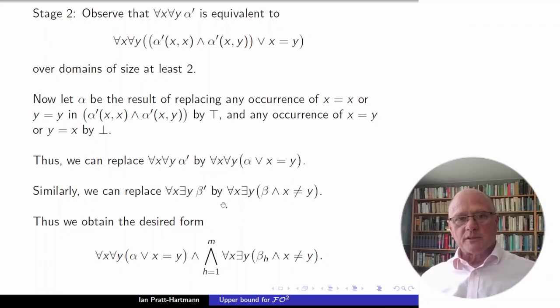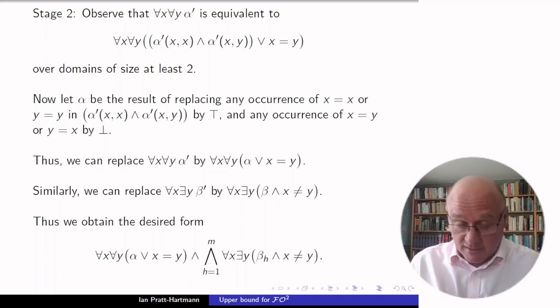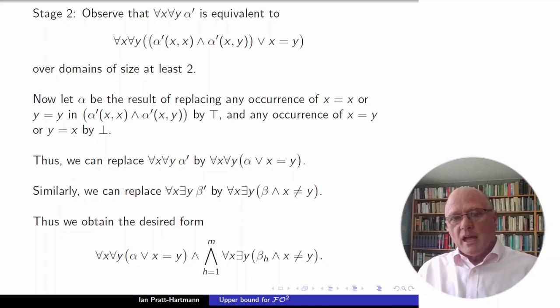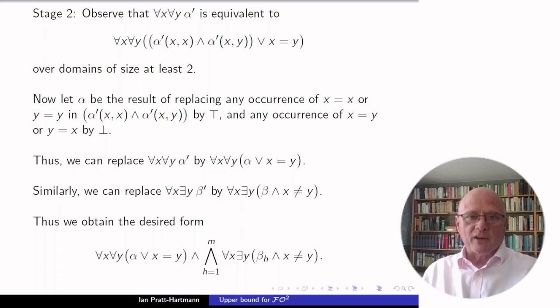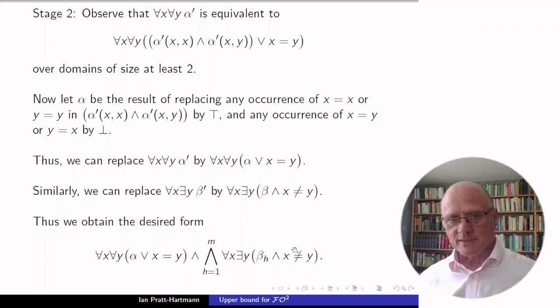And similarly, we can replace the conjunct, these witness requirements, for all x there exists y beta prime, by for all x there exists y beta and x not equal to y, where beta is equality free. And over domains of size at least 2, that replacement will be valid. And so when we perform that replacement, we will have a formula satisfiable if and only if phi is satisfiable, and that formula will be in Scott normal form. So it will be in the correct form and everything will be fine. That proves the theorem. It proves the lemma, I should say.